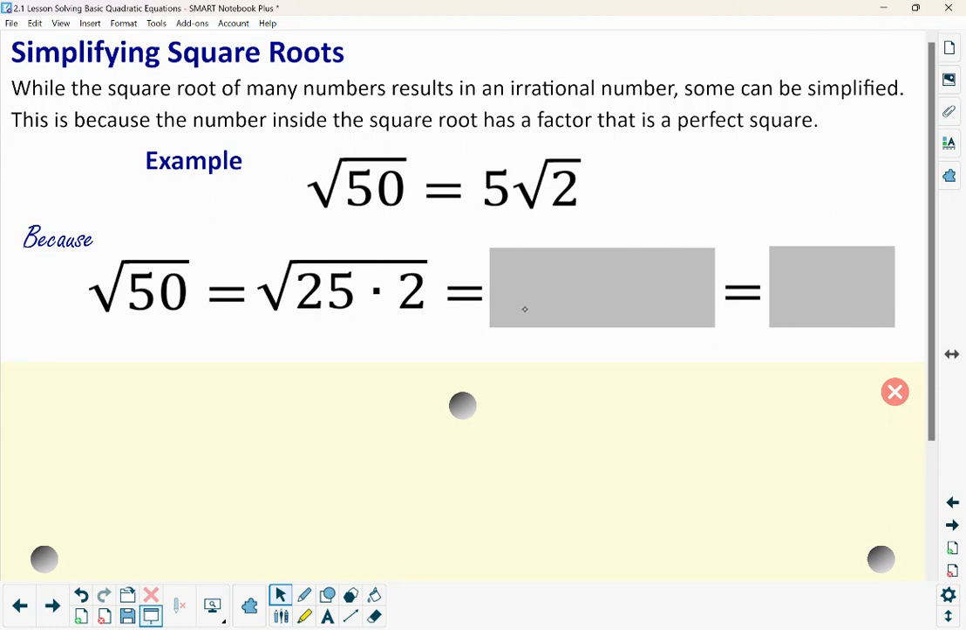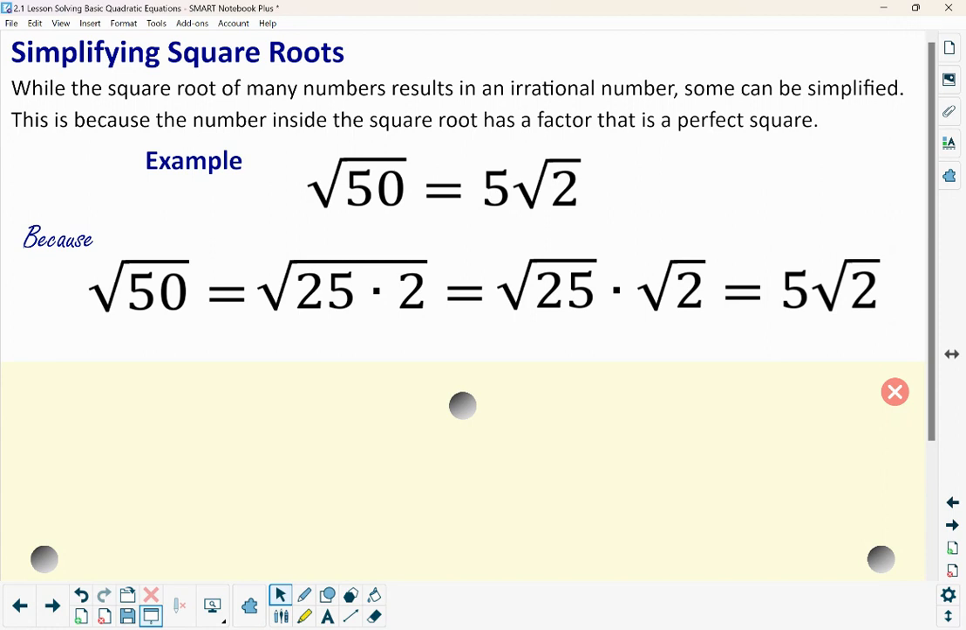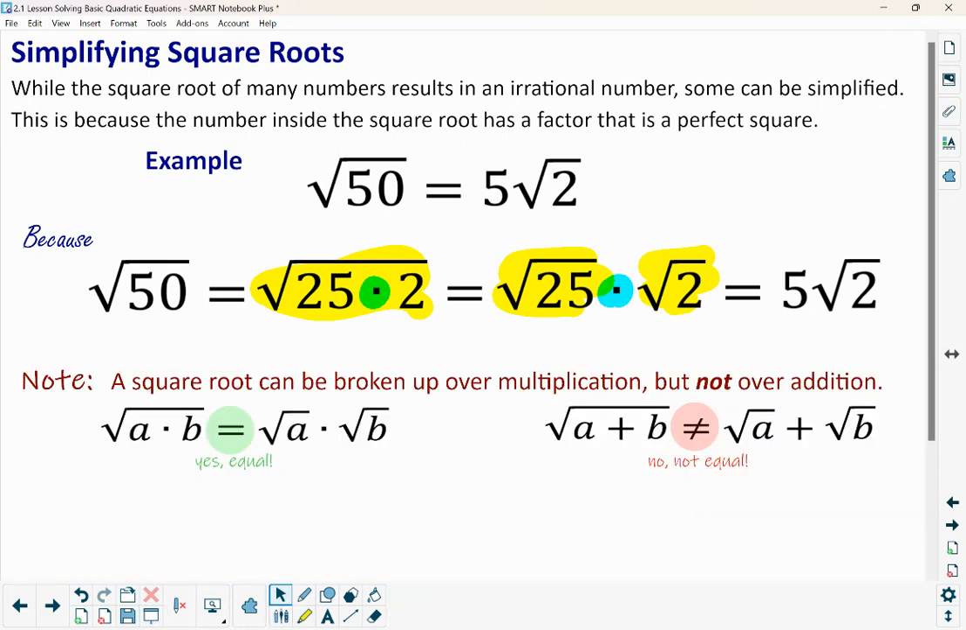And then we can actually think about the square roots of those two numbers separately. We can think about square root of 25 and think about square root of 2. Now, the square root of 25 is the square root that we know. We know the square root of 25 is 5. So this is equivalent to 5 root 2. Now, this idea of separating this square root into 2 square roots only works if our operation is multiplication. It does not work with addition. So do be careful with that. We can only do this because 50 is 25 times 2, because it's multiplication there.